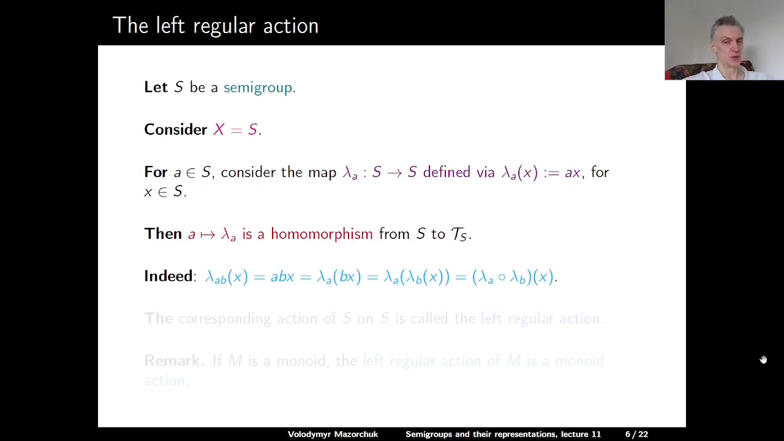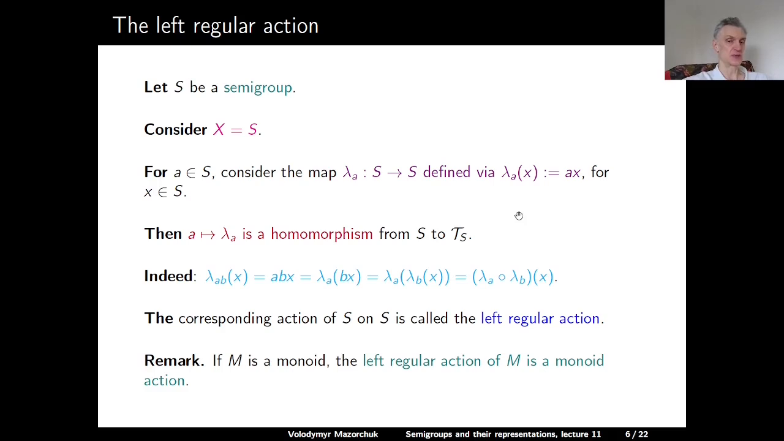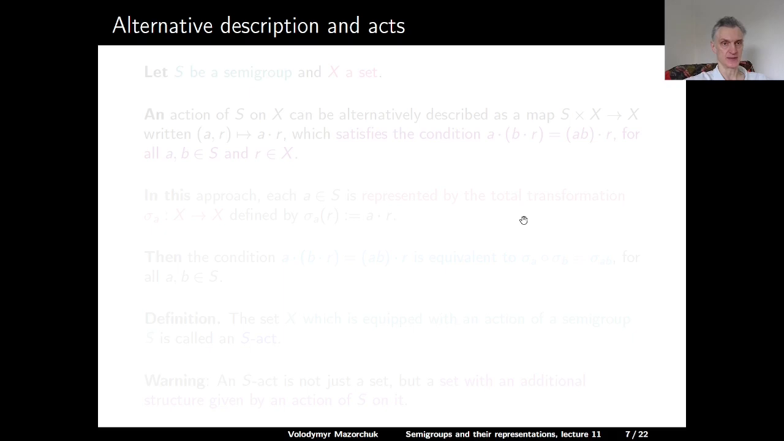So this is indeed a homomorphism, because composition is the semigroup operation in T_S, so we just checked that this map is a homomorphism. And the corresponding action of S on itself is called the left regular action. And if M is a monoid, then the left regular action of a monoid on itself is a monoid action, because the identity element acts as the identity.